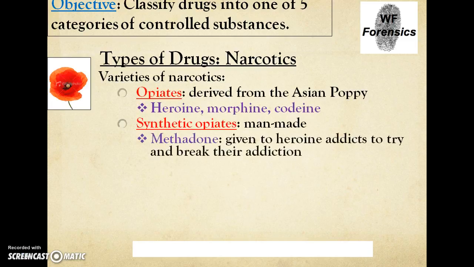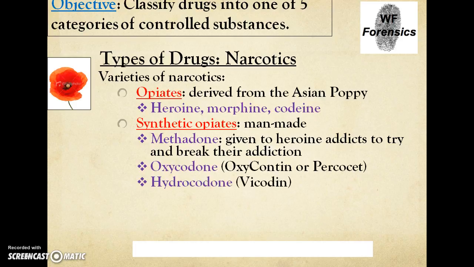There's a variety of narcotics. The first one that we'll go over is opiates. That just means that it's derived from the Asian poppy plant. And examples of this would be heroin, morphine, or codeine. Then there are synthetic or man-made opiates. Okay, you can remember that because synthetic just means man-made.